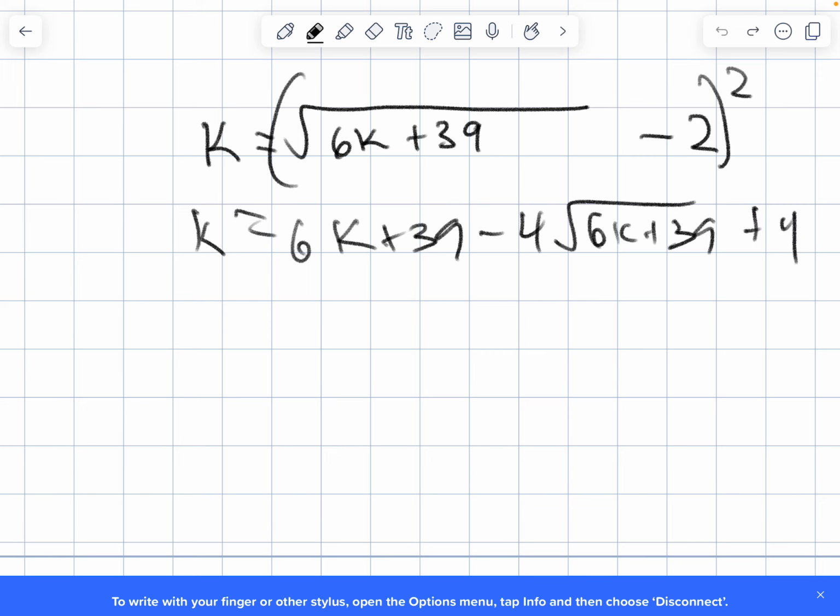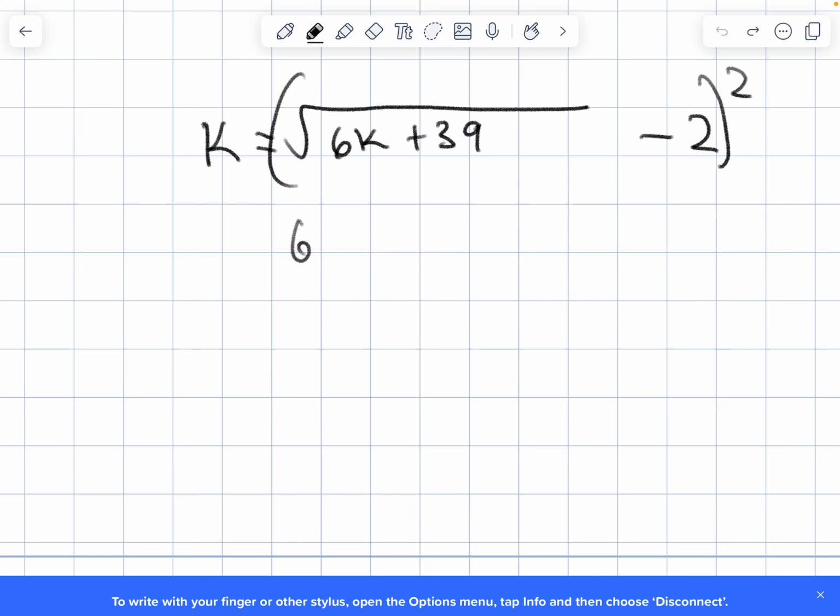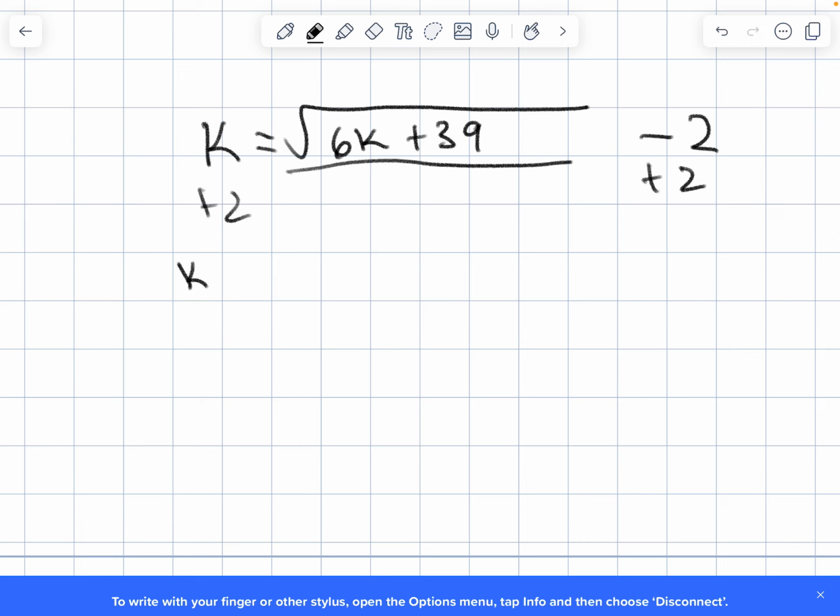Okay, so let's do this properly. The very first step is, before you square both sides, you've got to isolate the radical. We want to get that by itself. So we're going to add 2 to both sides. That's going to give us k plus 2 is equal to the square root of 6k plus 39. Now we square both sides.